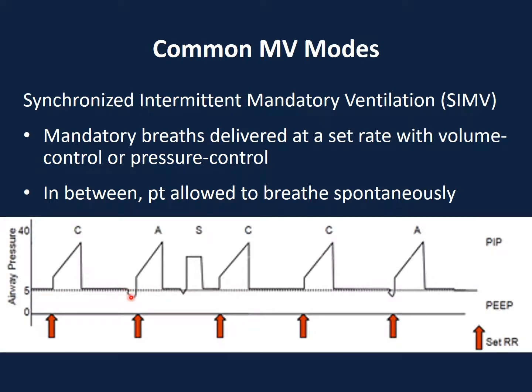So there's a little dip down here that refers to the assistance. Okay, so triggering, then the machine provides that machine breath to assist the breath. Then you will see the S here that refers to spontaneous breathing, and this is a square wave.